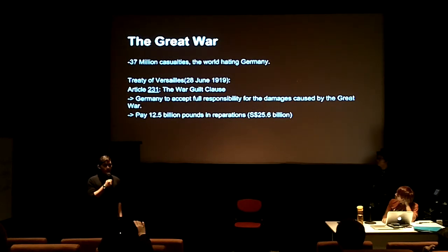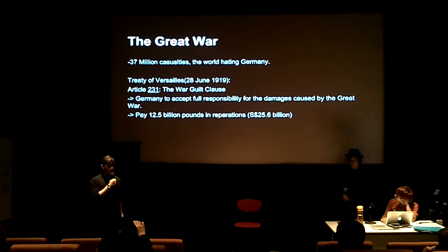One of them is called Article 231, which is the War Guilt Clause. Germany was to take full responsibility for the damages, so they had to pay about 12.5 billion pounds in reparations. So of course, people were generally not happy about it.